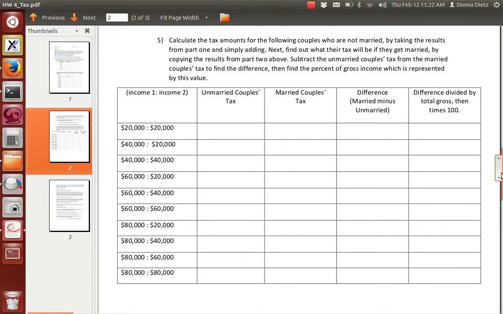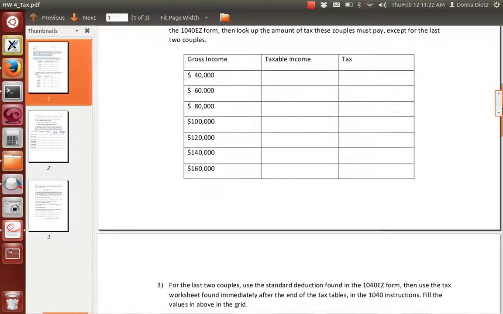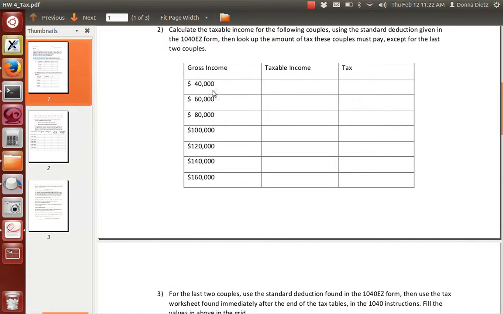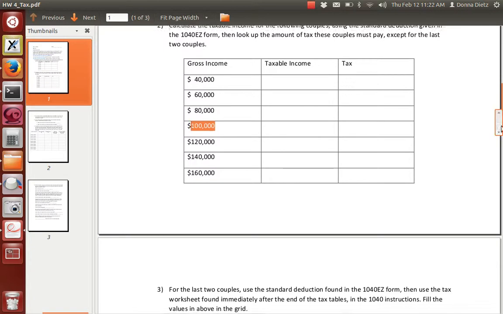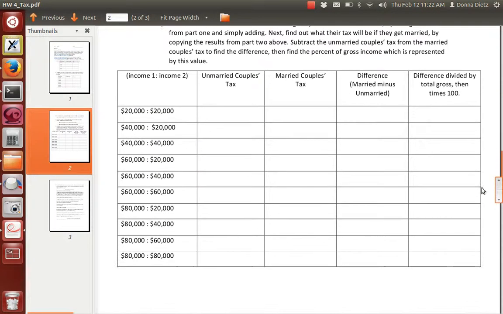Then you go up for what happens if they get married. You go up to the other grid and you just say, well, somebody who's making 40 and somebody who's making 60 get married, then they'll be over here. And then you copy the married tax out of that column and then you put it down. Okay, so it's just addition and copying. Just be careful and don't get confused. So very carefully copy and add, copy and add.